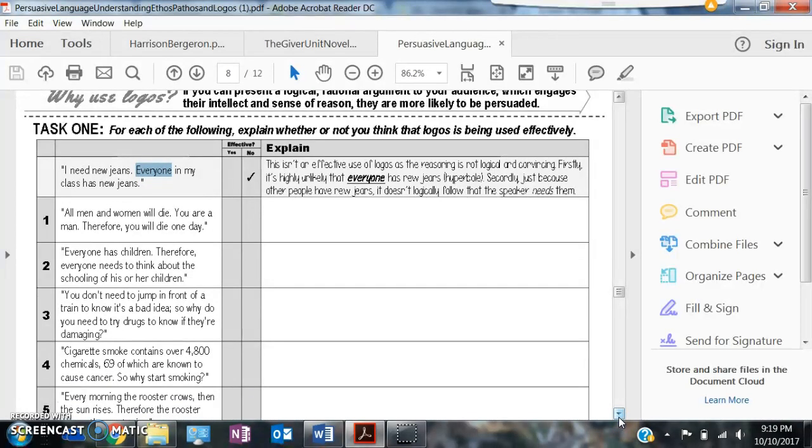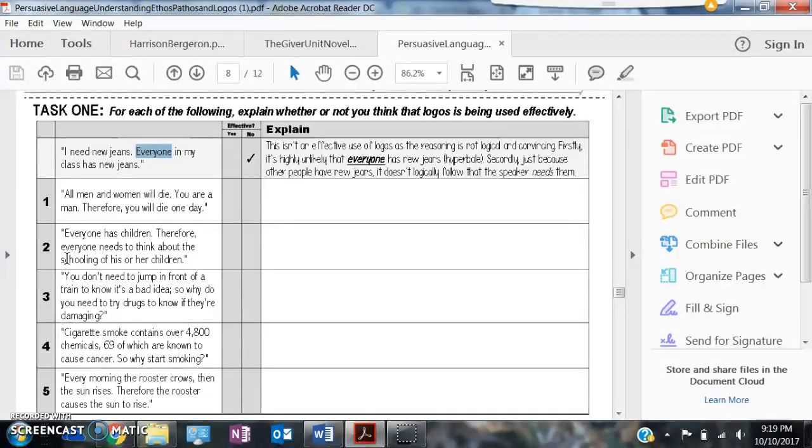Let's look at number 2. Everyone has children. Therefore, everyone needs to think about the schooling of his or her children. Okay, I'm going to check no for this one. Everybody doesn't have children. I mean, schooling isn't important, but I think the reason this one doesn't work is because not everybody has children. That's not really a true fact or reason to be able to use. So, I would say no for that one.